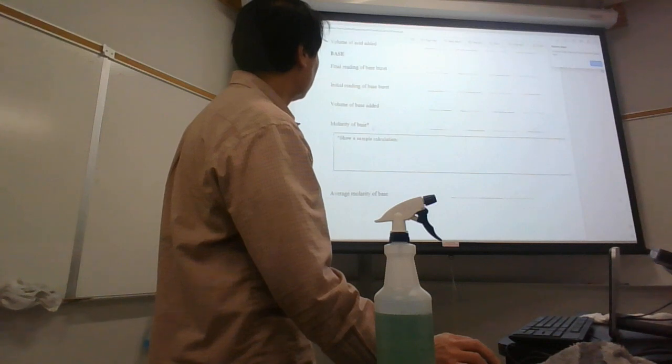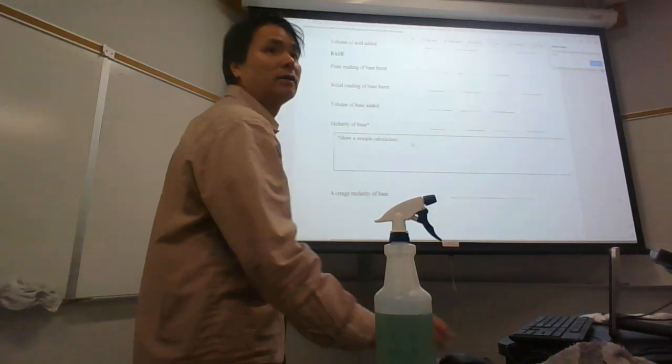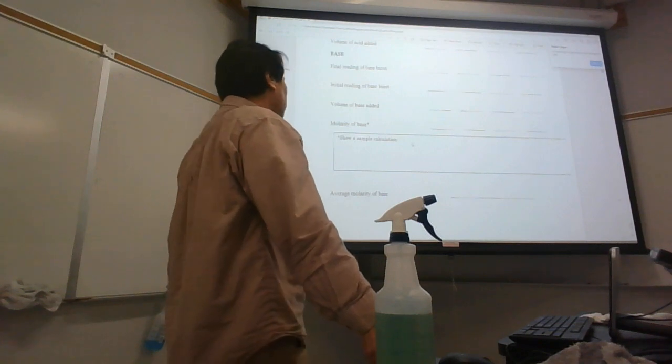Here, you'll probably want to write it as the heading. That way you don't have to write it over and over again. When you show a sample calculation, I want to see the units. I'd like to see how the units cancel out.